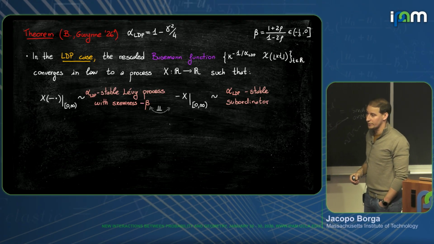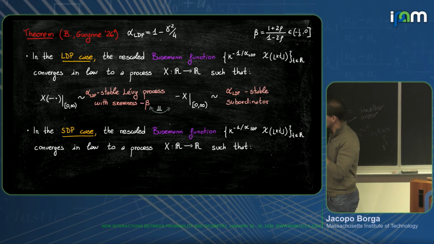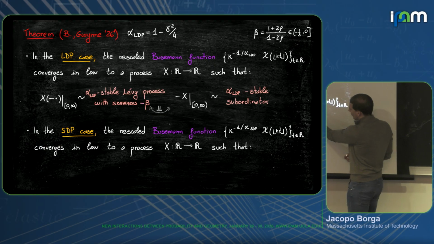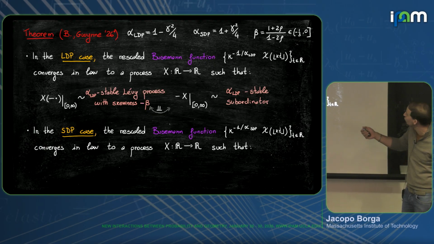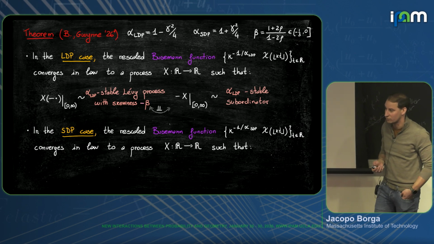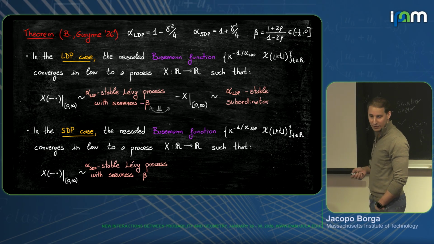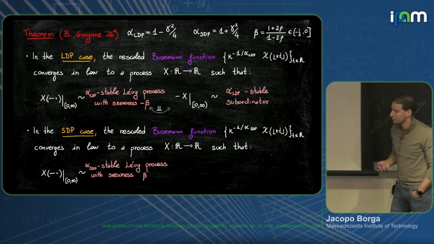And the two sides are independent. OK, and for the SDP case, it is a similar story. You rescale by now alpha SDP, and alpha SDP is quite nice. It's just 1 plus now gamma squared over 4. And now on the left, you have again an alpha SDP stable Levy process with now skewness beta instead of minus beta.